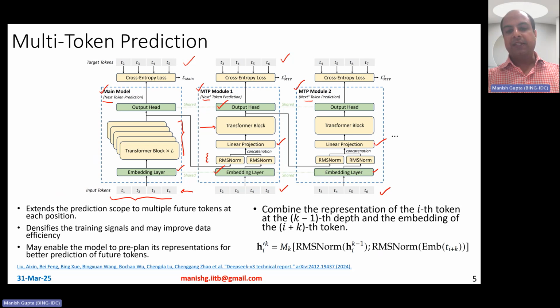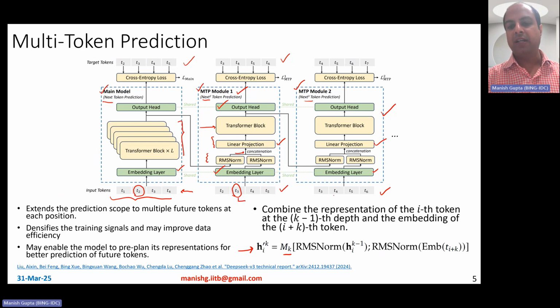So the idea is, for example, in MTP module 1, what you would do is combine T2's embedding representation from this guy and then T3's representation from this guy, so as to be able to concatenate using this formula, as you can see here, and then do the linear projection represented by the matrix MK here.